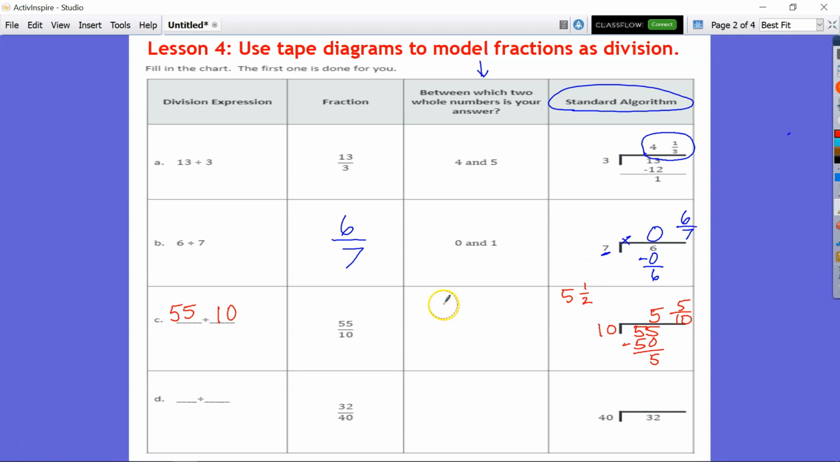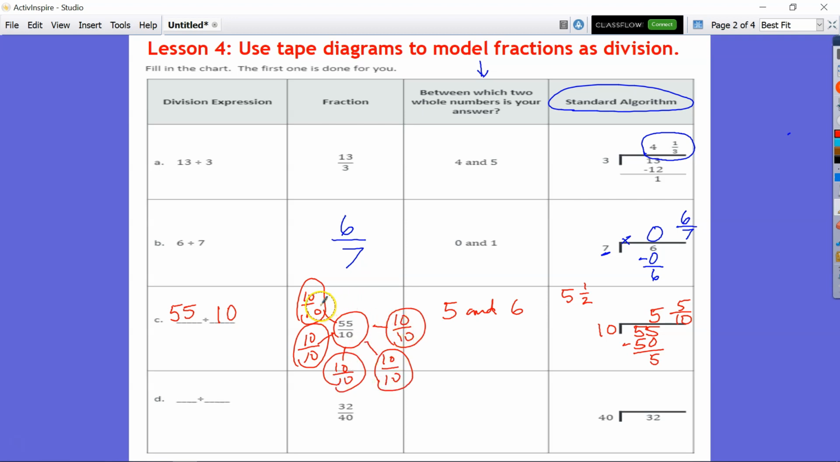So we know that this will fall between 5 and 6. All right? If we wanted to do another way, we could do our number bonds. I'm just going to make a whole bunch of 1s here. 10/10 is equal to 1 whole. Then I have another whole. That's 2. Another whole here. 3, 4, 5. Now if you look at it, 10, 20, 30, 40, 50 tenths. And then I will have 5 remaining. And we can see that it's 1, 2, 3, 4, 5 wholes.